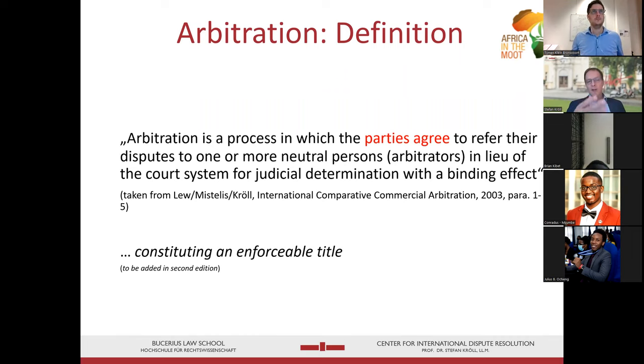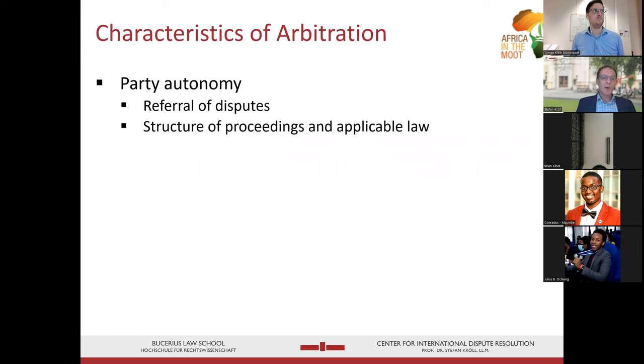And the first one is, and you see that highlighted in red, party autonomy. And party autonomy governs first the referral of disputes, because you need an arbitration agreement, and you also need a decision by the party, usually the claimant, to bring a particular dispute to arbitration. And it frequently happens that there is a major dispute, but only a small part of that is brought to arbitration. And then it's for you as a tribunal just to decide that minor part. You know there's a bigger dispute out there. You know that they're not presenting everything. But if the parties do not want to present the entire dispute, you cannot do anything as a tribunal.